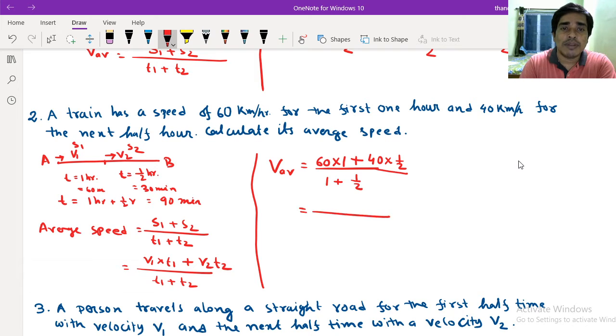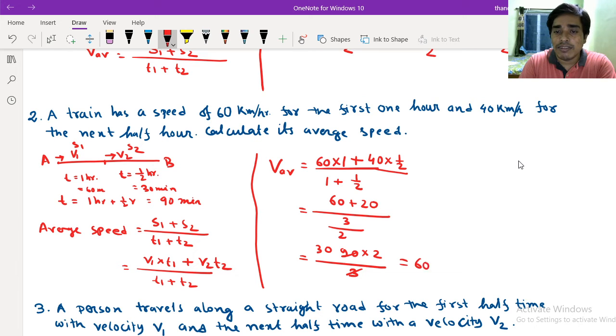Then it will be 60 plus 20, and this is 3 by 2. So it will be 90 divided by 3 by 2, and this will be 60 km per hour. This is the average speed in this case.